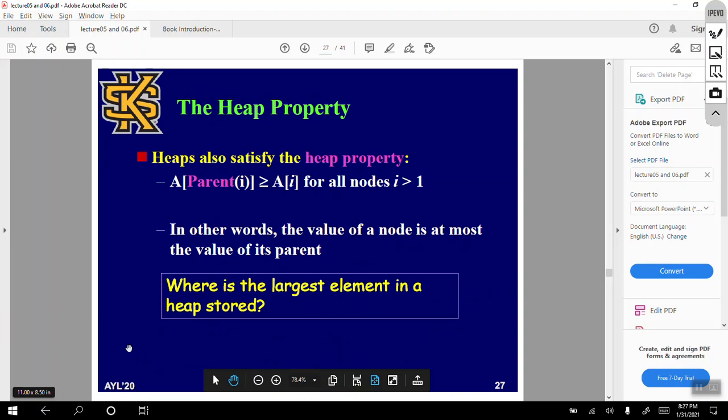Okay, now heap has important properties. So what are the properties of heap? Heap also satisfies the heap property, okay. So what is the heap property? A parent element is always greater or equal to its child element for all nodes, okay. In other words, the value of a node is at most the value of its parent, okay. So it's not at least, it is at most, okay. So be careful about this. There will be some quiz questions from these slides, okay.